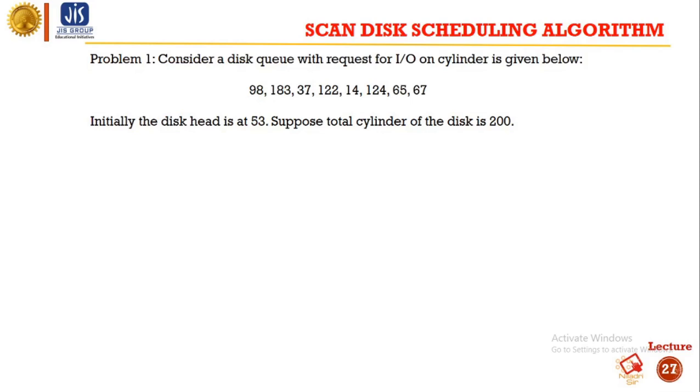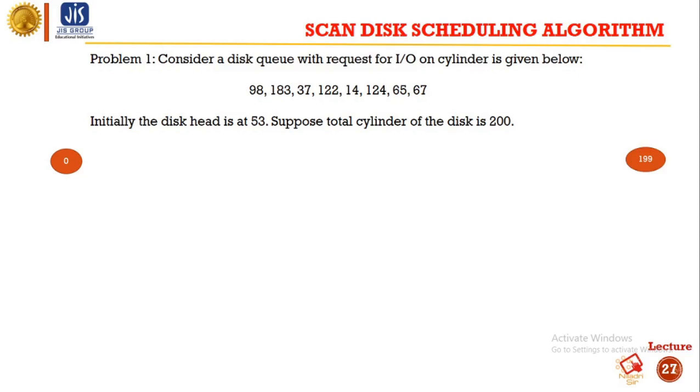So here is a problem. We will consider a disk queue with requests for IO on cylinders given below: 98, 183, 37, 122, 14, 124, 65 and 67. It was also given that initially the disk head is at position 53. We assume that the total number of cylinders of the disk is 200, so it will start from 0 and continue up to 199. That is a total of 200 cylinders.